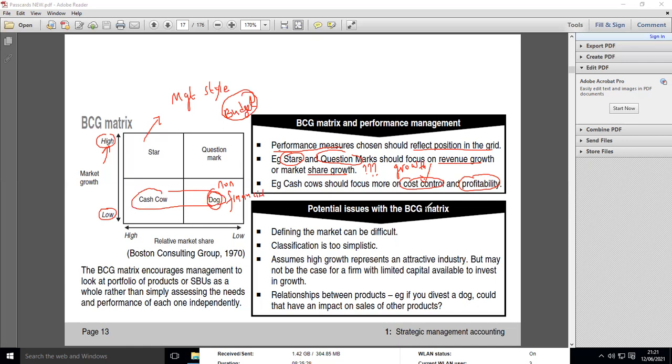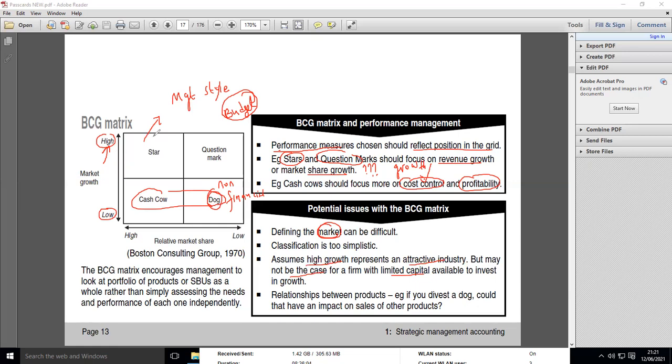What are the potential issues with the BCG matrix? How do you define your market share? The market. If the market is growing, which market are you talking about here? This is too simplistic. Some people say you can't just have low and high. What of in between? And here we indicate that high growth represents an attractive industry, but may not be the case for a firm with limited capital. So high growth is not necessarily the best, because maybe you have no money.